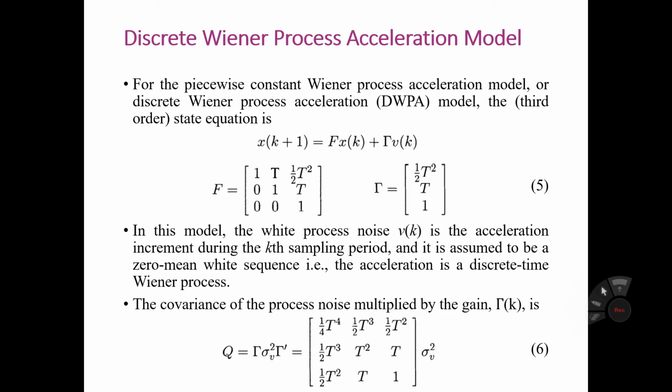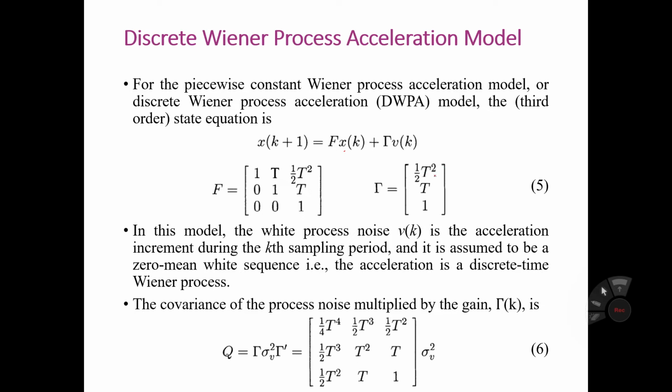So another type is the discrete white process acceleration model, which is a three-dimensional state vector or three-dimensional kinematic model, and this is the same as the previous equation. Just the dimension is now 3. So here x of k is a 9 by 1 vector, and F is a 9 by 9 matrix, and gamma is also a 9 by 3 matrix.